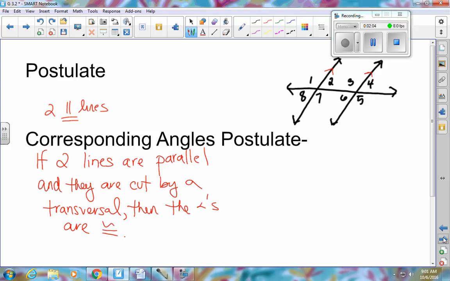So what we want to do is look at our picture and identify which ones are the corresponding angles. So that would be 1 and 3. We also could say 2 and 4. Next we have 8 and 6. And lastly, 7 and 5. Alright, so that's our first term. I'll let this sit here so everyone can copy down.